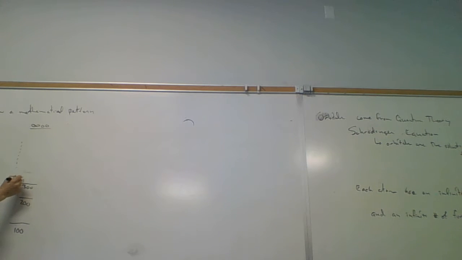What do you think comes next? The 4, 0, 0. After the 4, 0, 0 would be the 5, 0, 0. And so we give these orbitals names. So for example, the 1, 0, 0 is called the 1s. The 2, 0, 0 is called the 2s, 3s, 4s, all the way to the infinity s orbital.